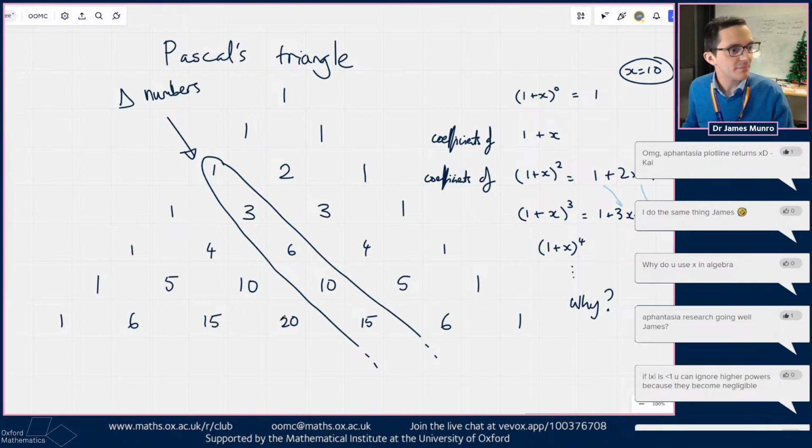Why do I use X in algebra? I think it sort of stands for mystery, right? The unknown quantity, the X factor. I don't know the history. I should learn history next.